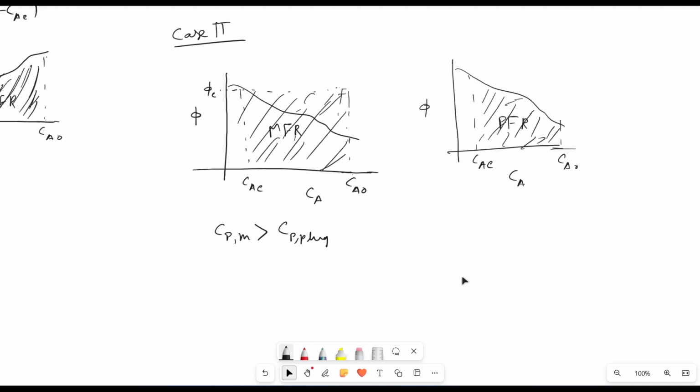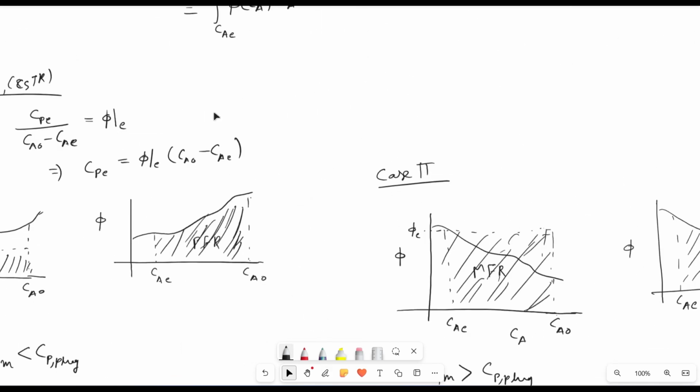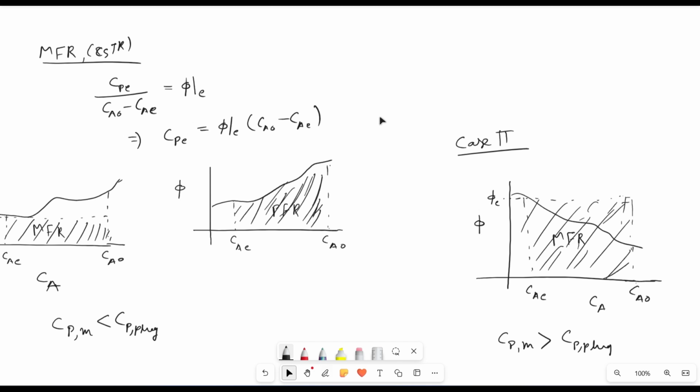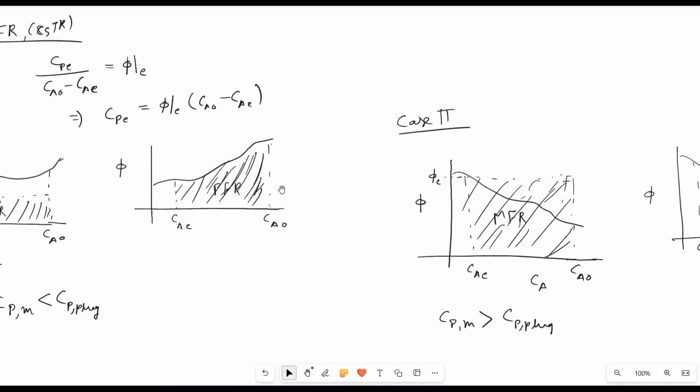Fractional yield, and how it varies as a function of the concentration of A, is very important. So case 1 and case 2 give an idea of how to use fractional yield. For MFR, it is the rectangle: the product of phi at exit concentration and the change in concentration, Ca naught minus Cae.